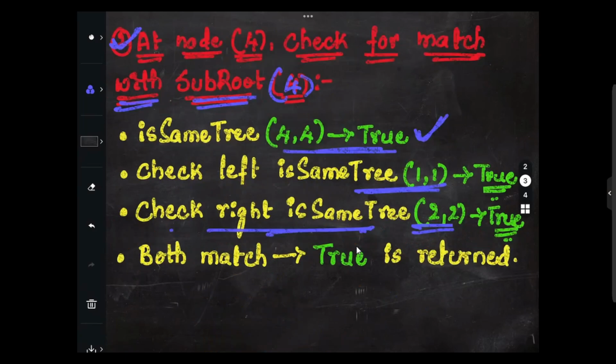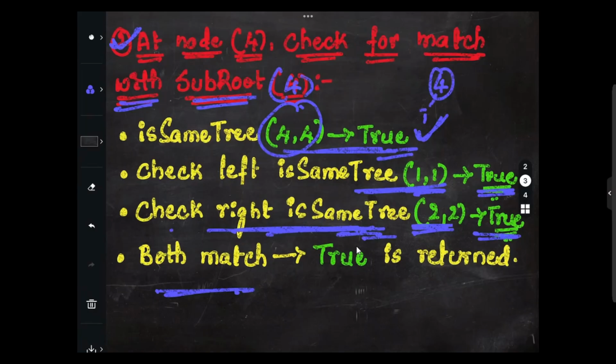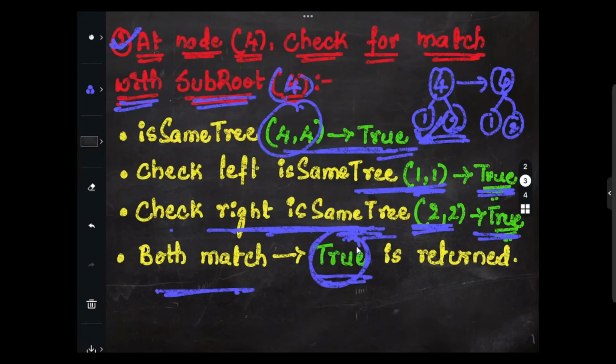So here in this case, we will check for the right of is same tree, nothing but the recursive approach we are going with, right? This is the function name, is same tree of 2 comma 2. This is true here in this case. So both match: same tree of 1 comma 1, this one, and 2 comma 2, this one. Both match along with 4 comma 4, which will be the root when we consider it. 4 1 2, all the 3 things match along with the root, root and subroot. So we have to return true, or true is returned in this case.